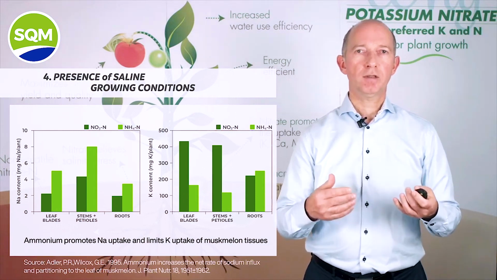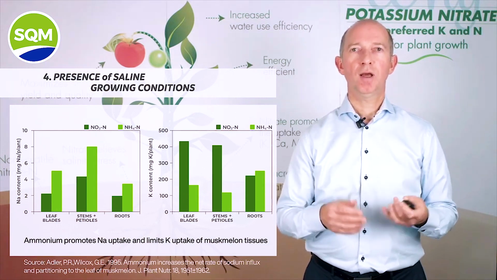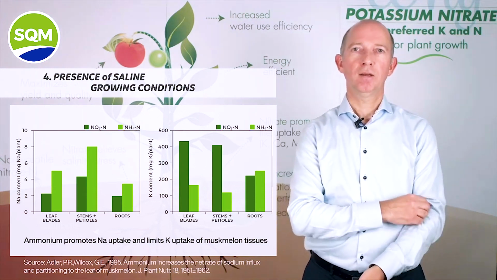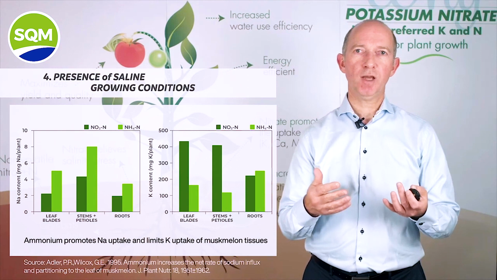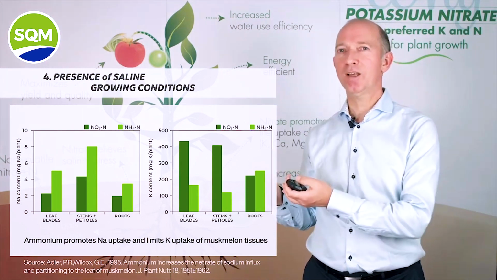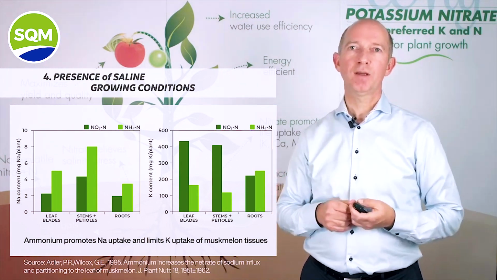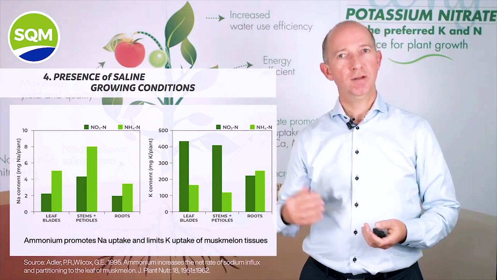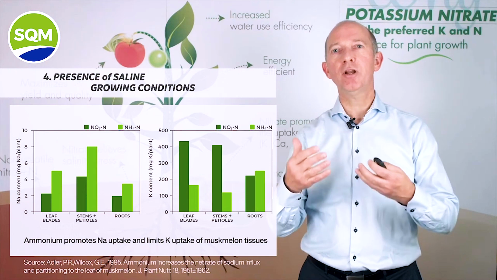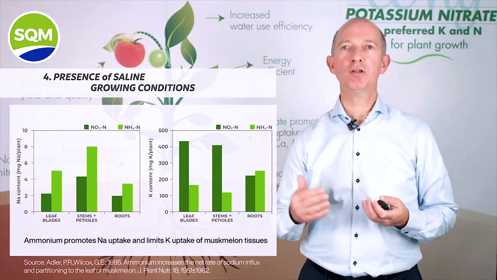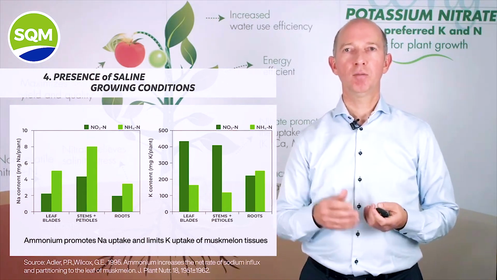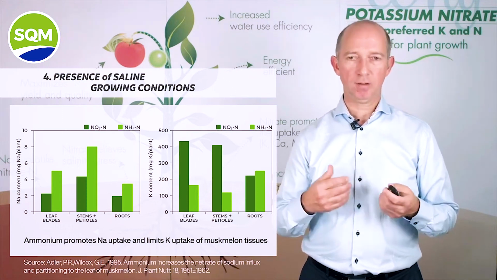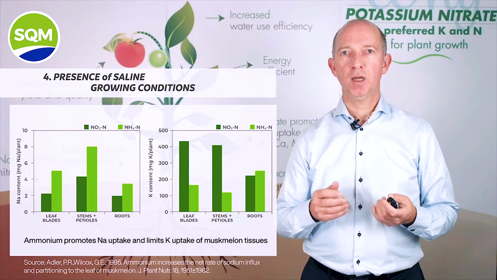When there is only ammonium, ammonium will limit the potassium uptake. And therefore less potassium is available to limit the uptake of sodium. So if ammonium takes potassium out of the equation, then sodium has a free ride, so to say. And more sodium will enter the crop because this membrane selectivity, that is controlled by potassium, is not present anymore.